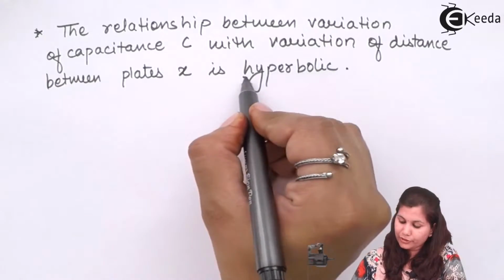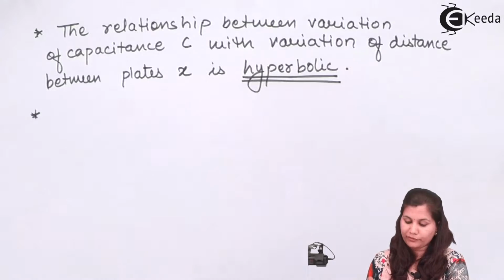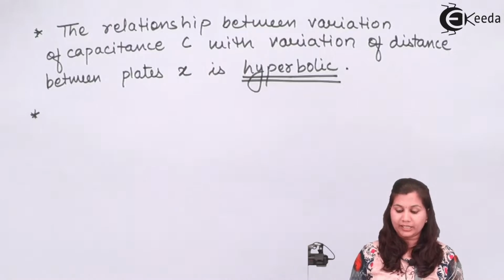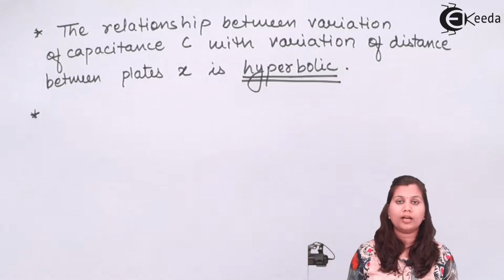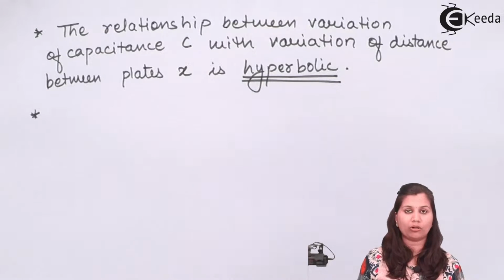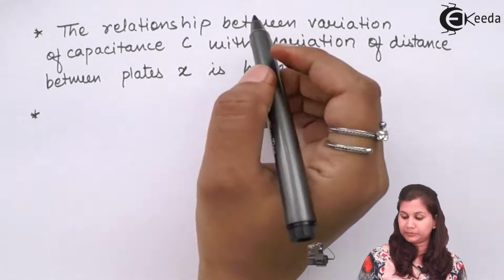So this relationship is hyperbolic in nature, but for a small range of displacement, this relationship can be linear. So we can say that this type of capacitive transducer is used for very small displacement measurements, because for only a small range of the transducer, there will be a linear relationship between the distance and the capacitance.